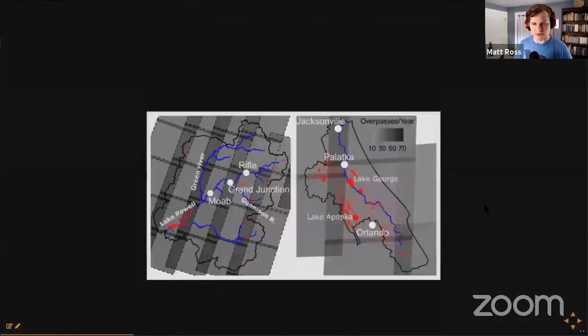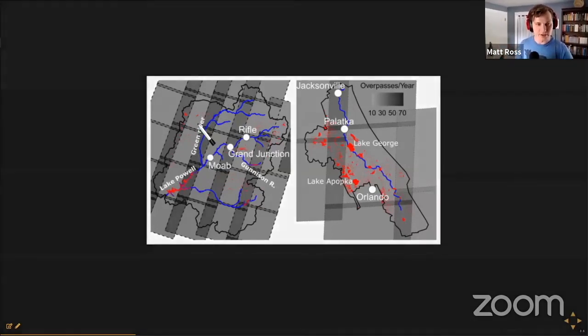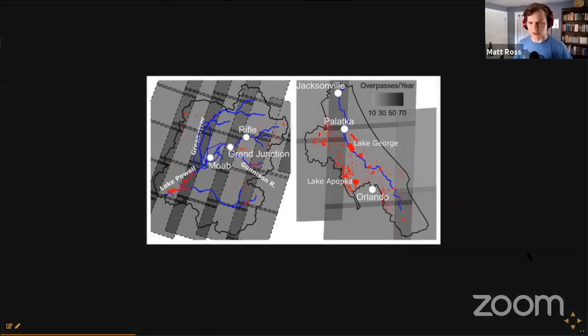And so we're excited to try to do that. This is just another way to think about that. This is the number of overpasses per year from Landsat. So these are the Landsat tiles, and you have increased overpasses where the Landsat scenes overlap with themselves. That's over here where the Green River is. The Green River is getting sampled twice as much as this section near Moab, just because it's in between these Landsat scenes. And I'll come back to these figures in a second.